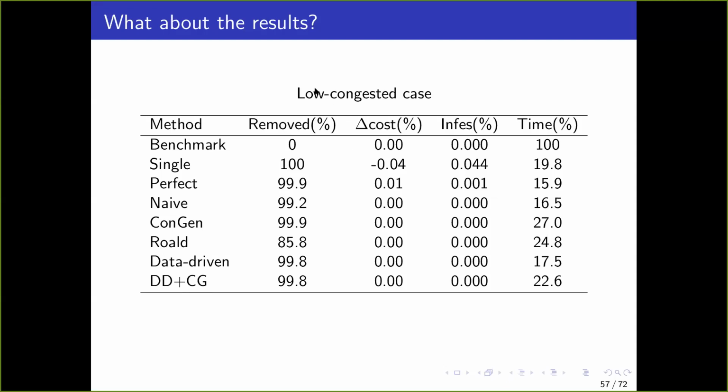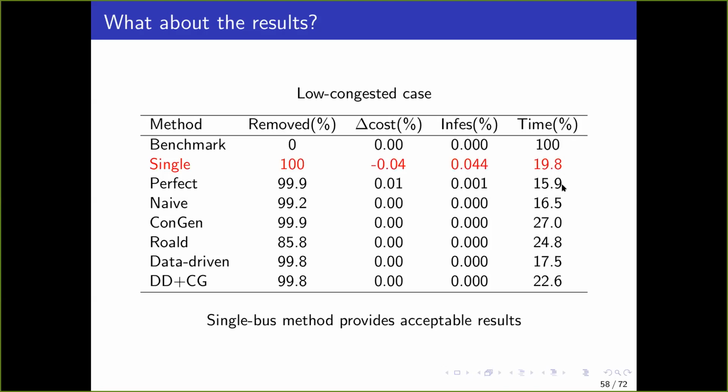This is the low congested case. So you have 5 lines here. The first column is the number of constraints that are removed. The second column is the error in the cost, and the third one is the infeasibilities that may happen because you have, remember, approximated commitment that actually may be a little bit infeasible. And then the last one is the time as a percentage of the time of the benchmark.